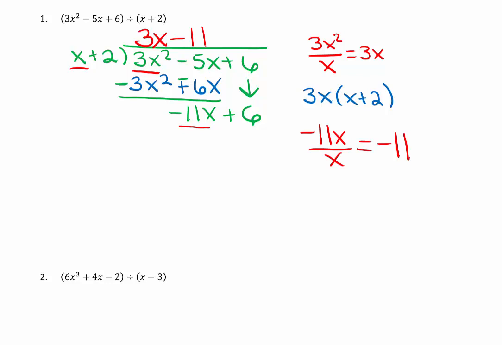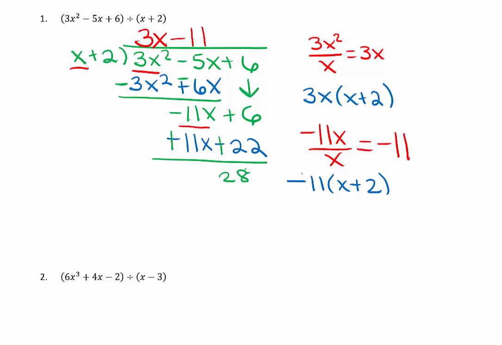Looking at the first terms only, I'm going to divide negative 11x by x. That gives me negative 11. I'm going to multiply negative 11 by x plus 2 to find that remainder. That would be negative 11x minus 22. To find the remainder, we subtract both terms. And notice here, I remembered that subtracting a negative turns into addition, and that's why I changed those to plus signs. In other words, 6 minus negative 22 is 6 plus 22, or 28. There's no more terms to bring down, and so I'm done.